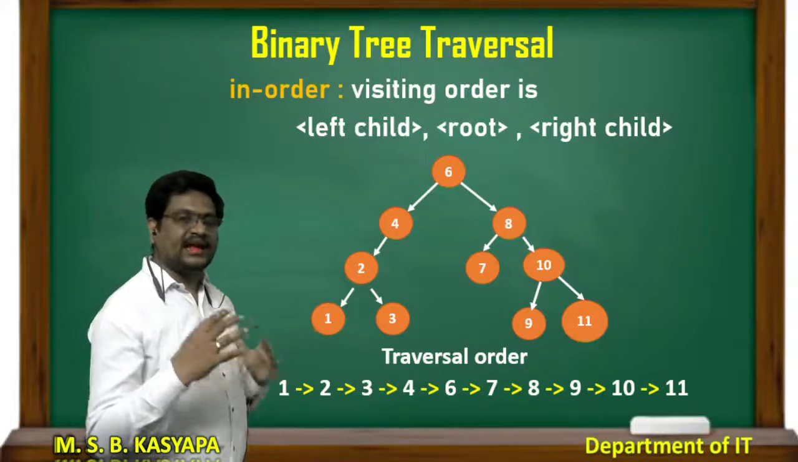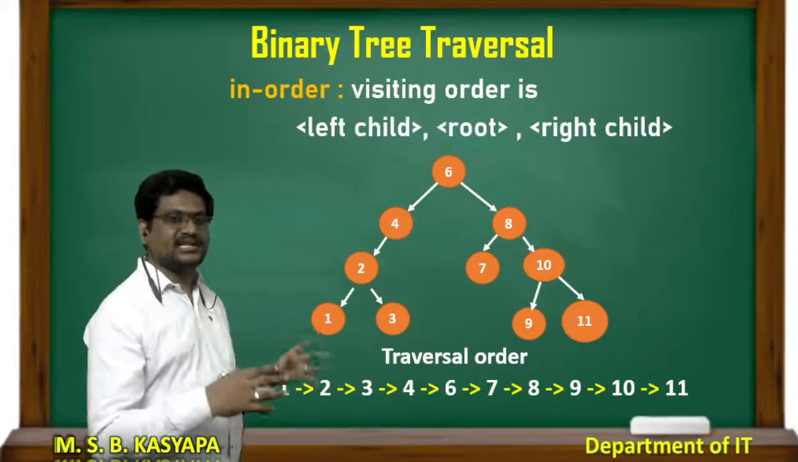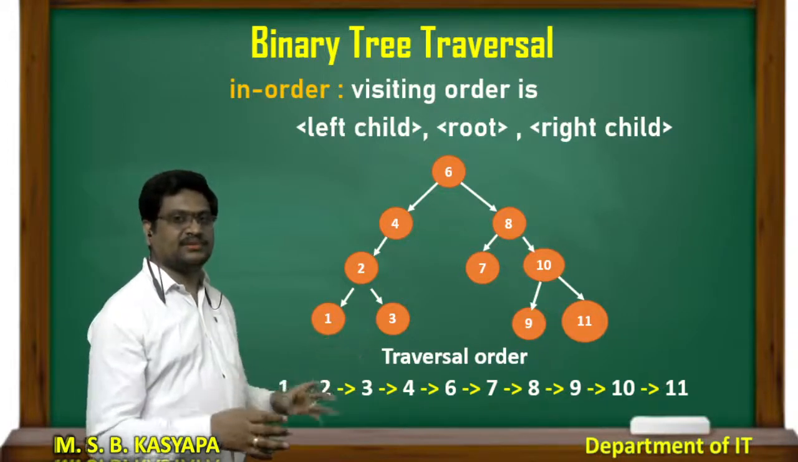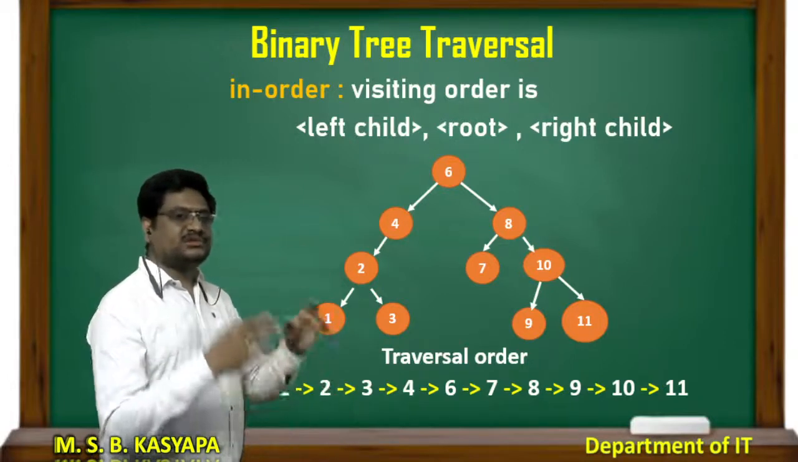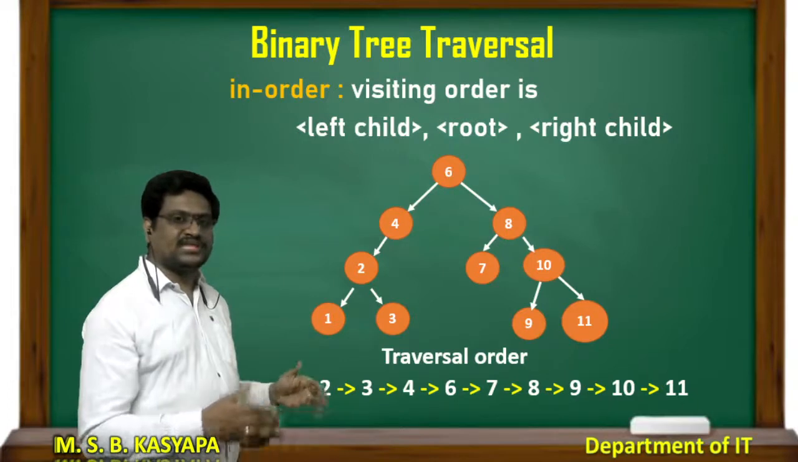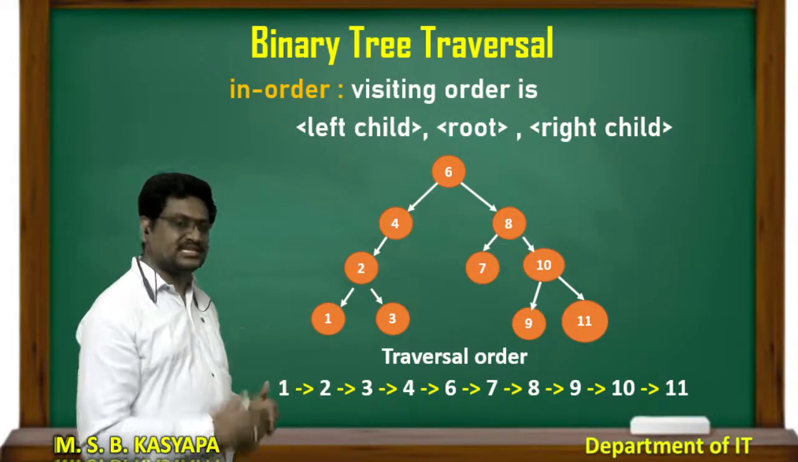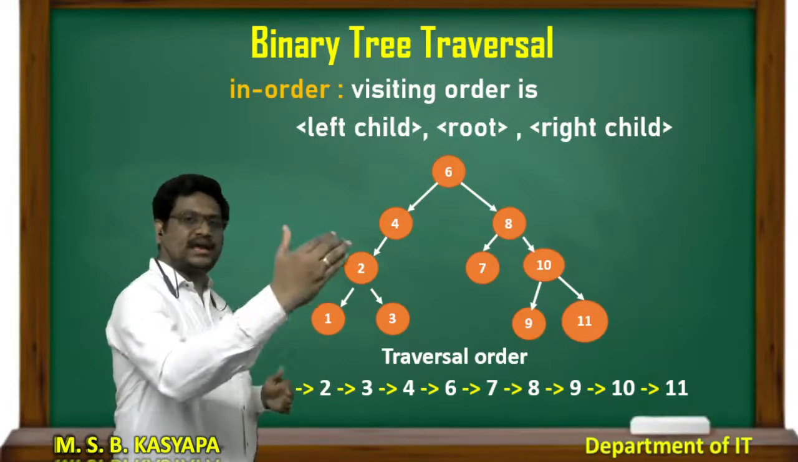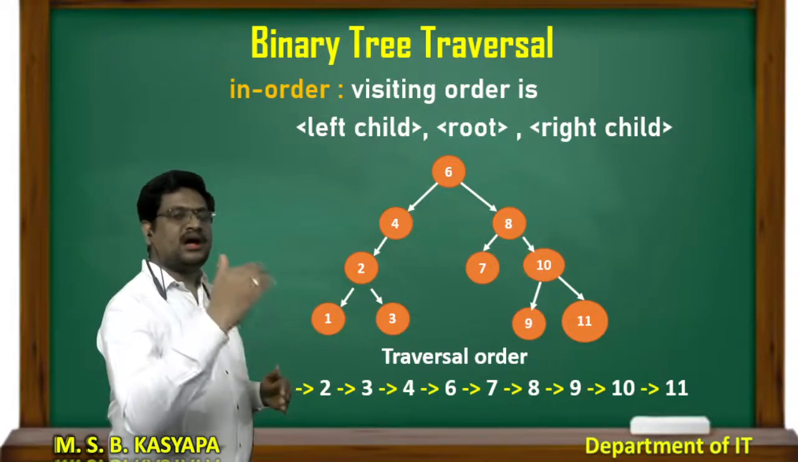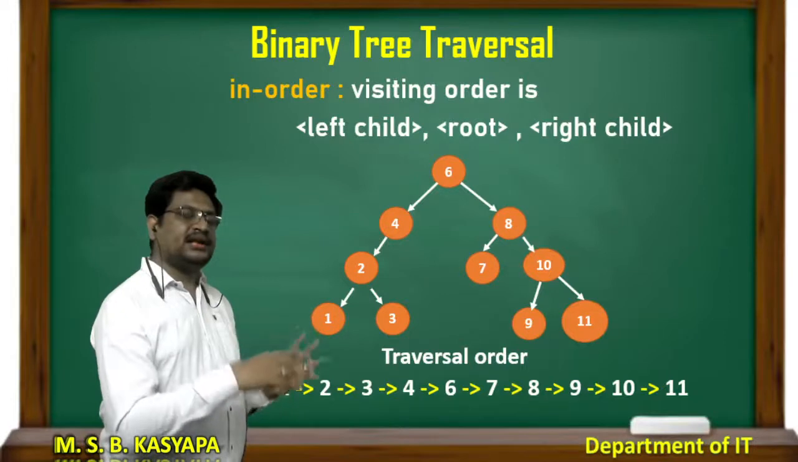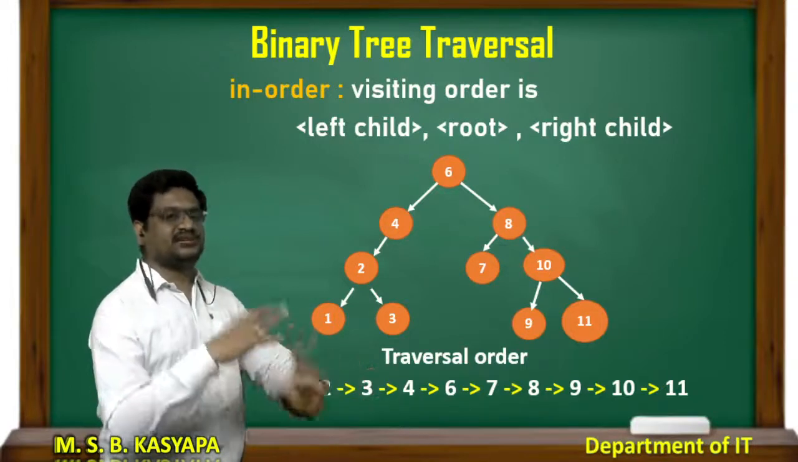And in 10, 9, 11, is there any left child? Yes, 9 is the left child. So after 8, I have to visit 9. So I'm checking whether this 9 has any children or not. It doesn't have any child. So I will move to the parent node, that is 10. So after visiting 9, I will visit 10. After visiting 10, it will move to the right child, so that is 11.